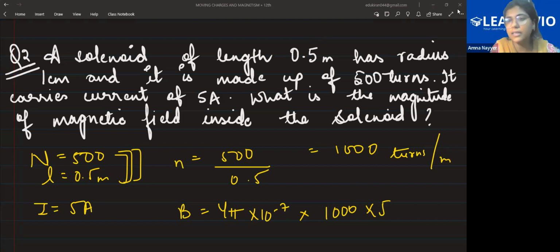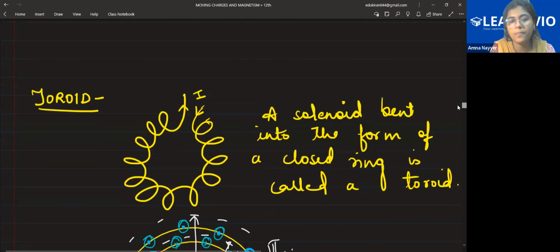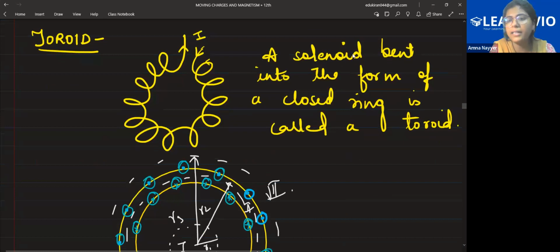Now let us start with toroid. See, if I bend the solenoid into a circle by joining the two ends, this is a straight wire, this is a helical wound wire which I have. If I join the turns in the form of a circle, a solenoid bent in the form of a closed ring is called a toroid. That's the definition. You just turn the wire in the form of a circle, and those copper windings give you the same thing, just in the form of a circle.